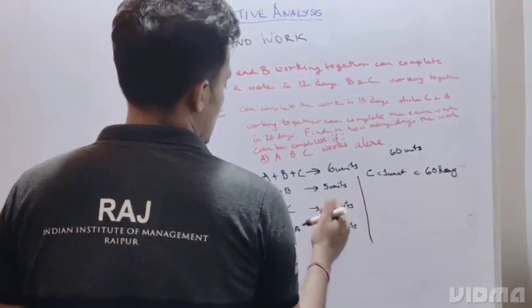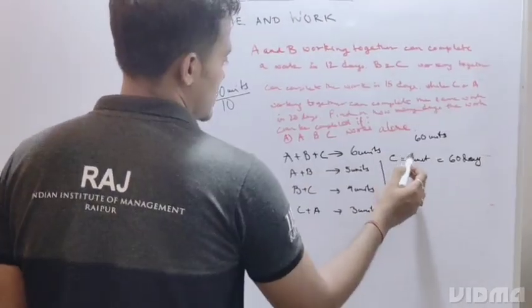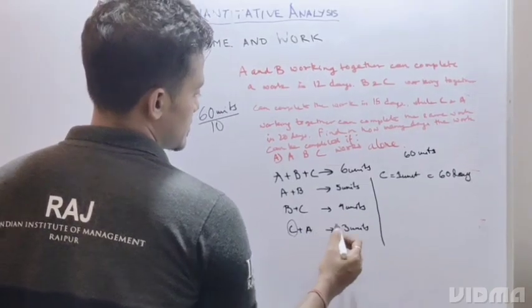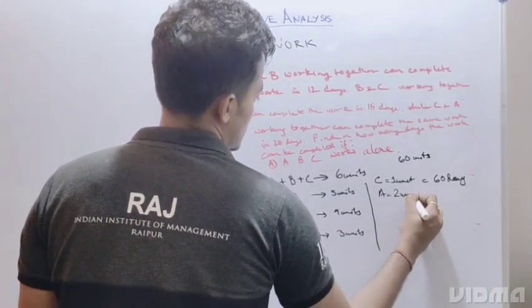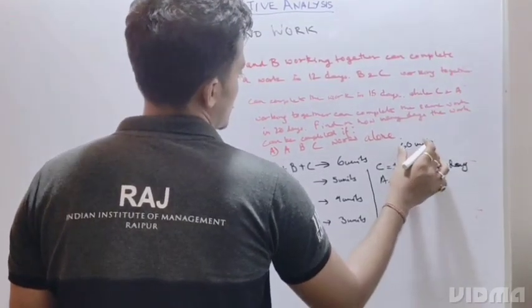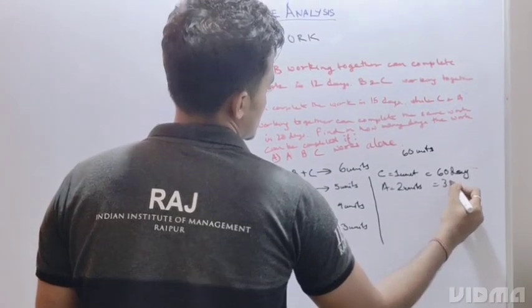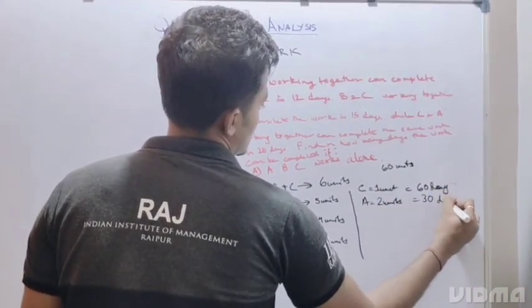Second, if C is 1 unit, then A should be equal to 2 units, and the total amount of work that needs to be done is 60. So 60 divided by 2, 30 days.